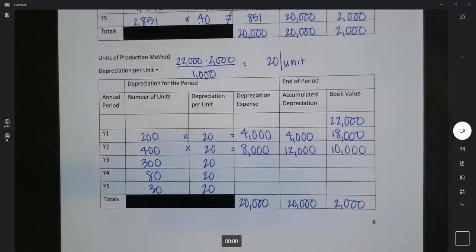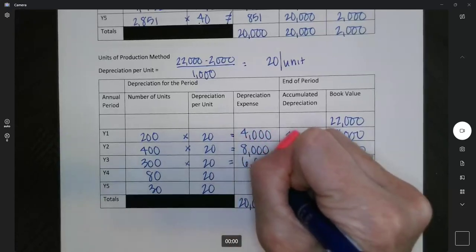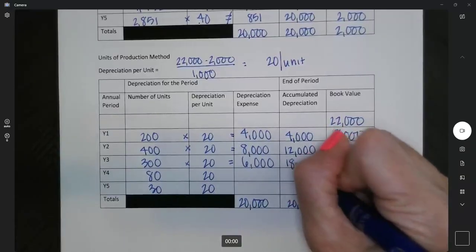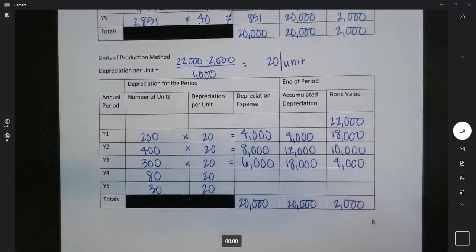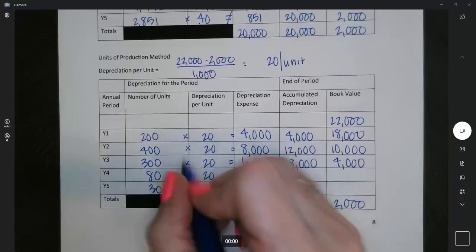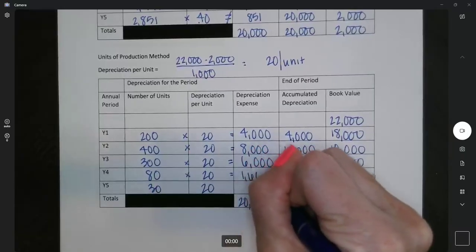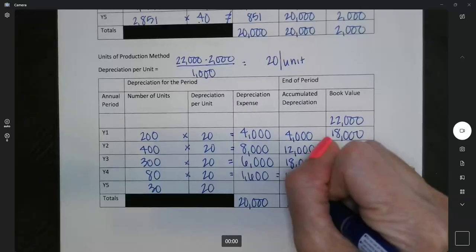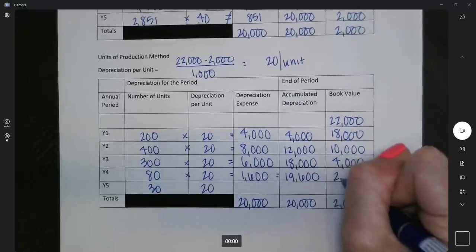In year 3, we're going to take 300 times 20. It's going to be 6,000. Our accumulated depreciation is now 18,000. Our book value is now 4,000. In year 4, we're going to take 80 times 20. We're going to get 1,600. Our accumulated depreciation is now 19,600. Our ending book value is now 2,400.